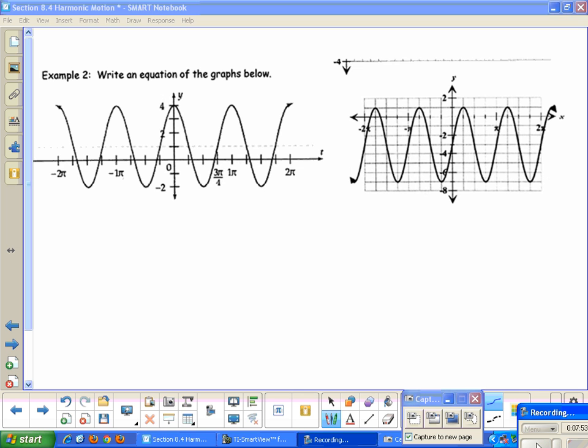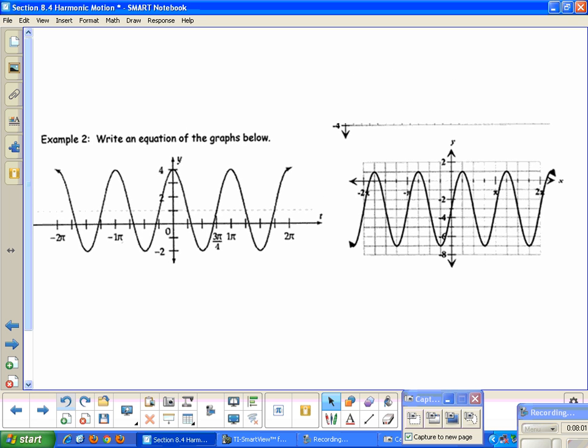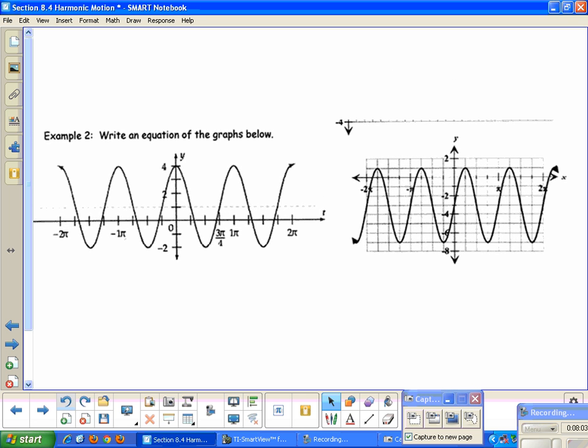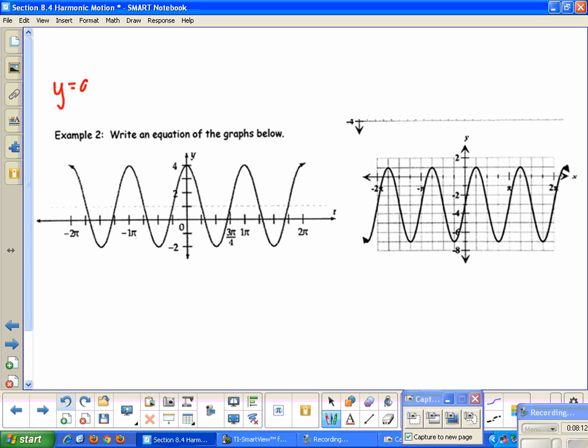So let's go ahead and look at these next two equations. For these next two equations that we have, we want to write an equation for the graph, and let's do a sine and a cosine graph. So if we look at this first one, we need to find all of those values that we talked about. So y equals a times the sine or cosine of b times x minus c, plus d.